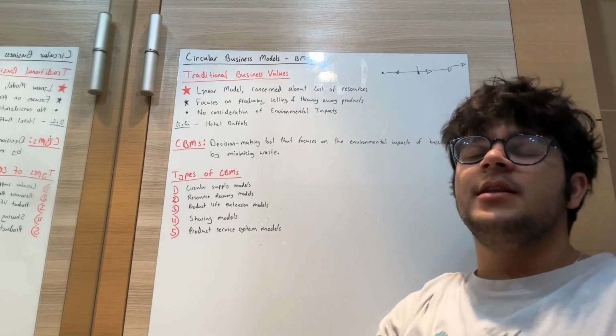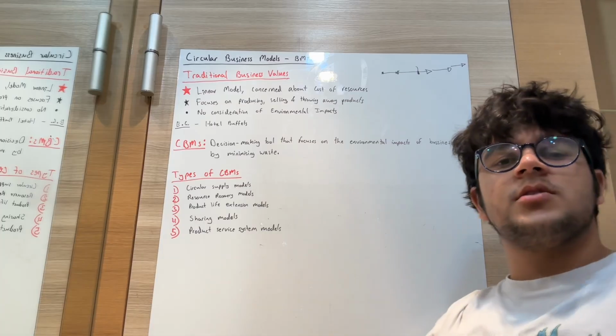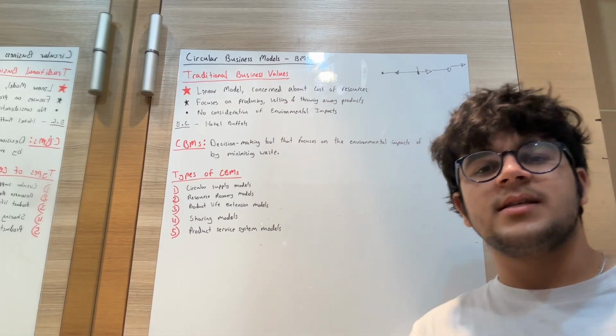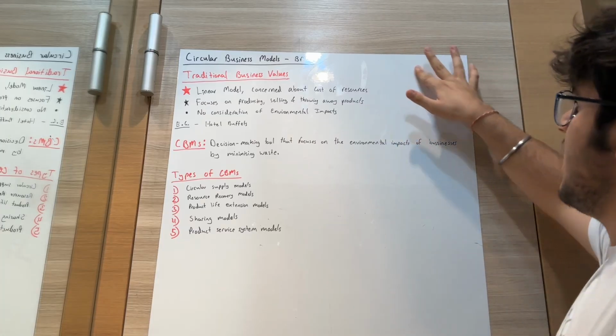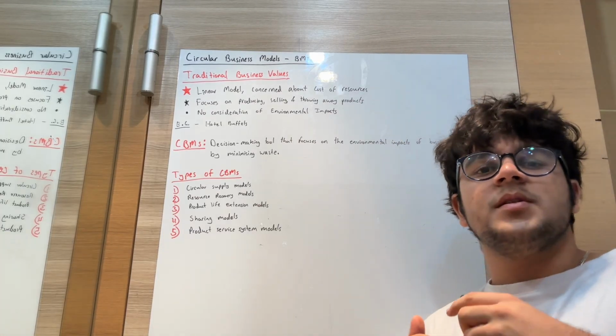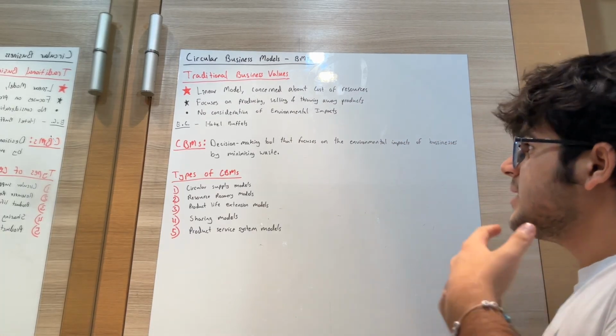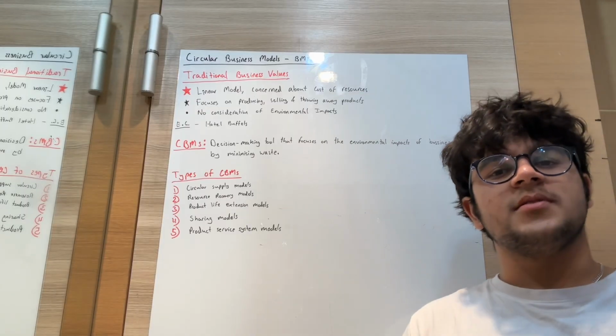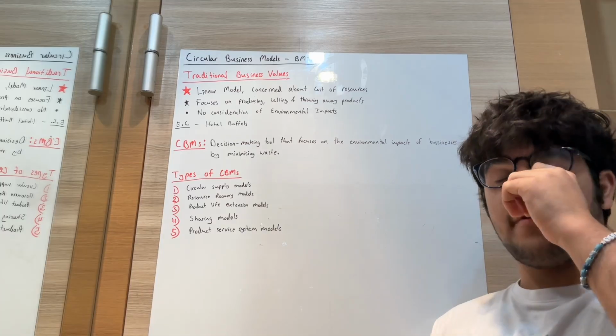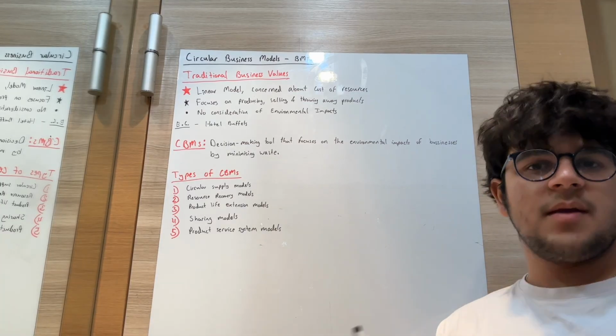This linear model, with its focus on production, selling, and throwing away excess, has no consideration of environmental impacts. And in our new world, where the environment is becoming a pressing issue, this is why circular business models have been invented, because our traditional business values are very linear and very environmentally impactful.